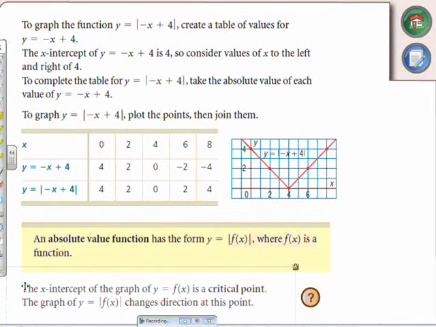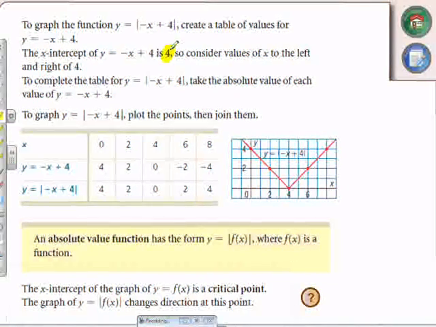And now here's the important part. The critical point is the x-intercept. Notice where the x-intercept was. The x-intercept was 4, so we looked to the left and to the right of 4. And that's where it changes. When it hits the x-axis is where it will bounce back up off the axis.